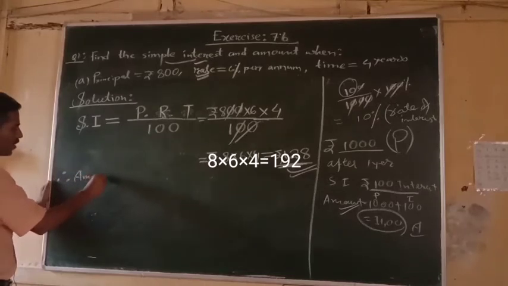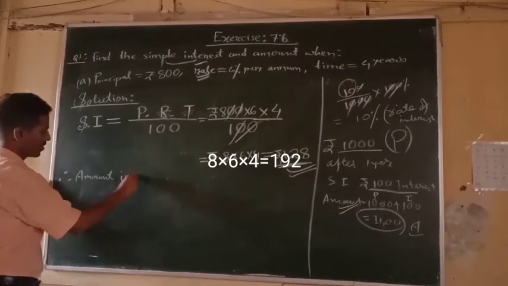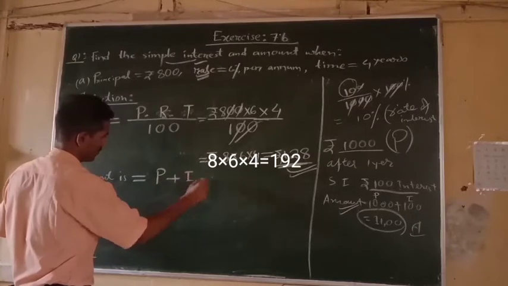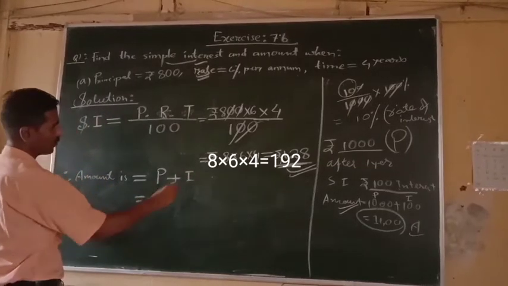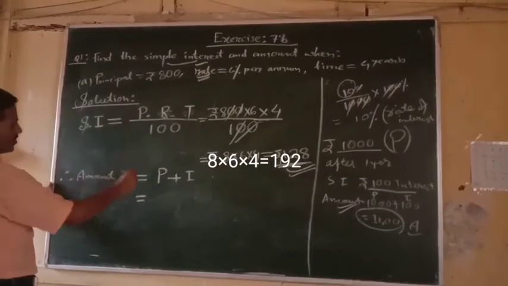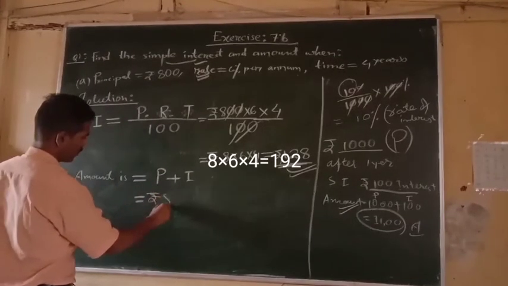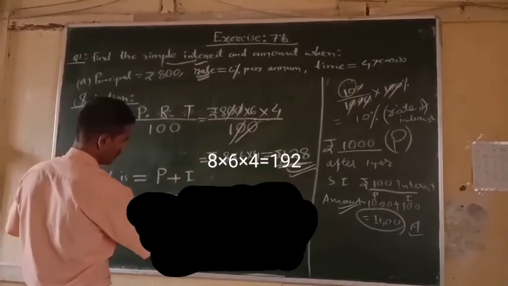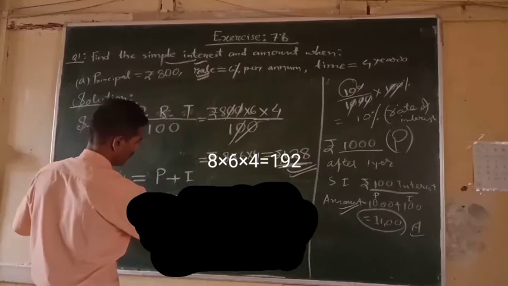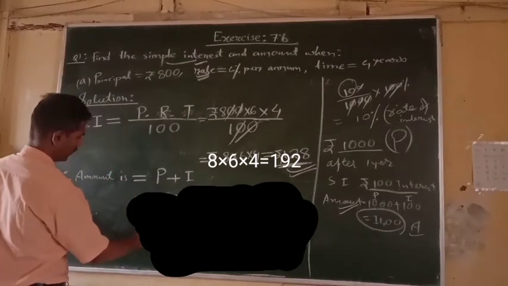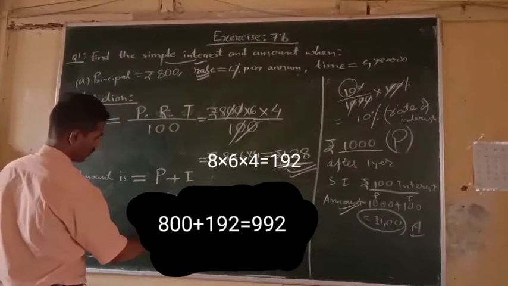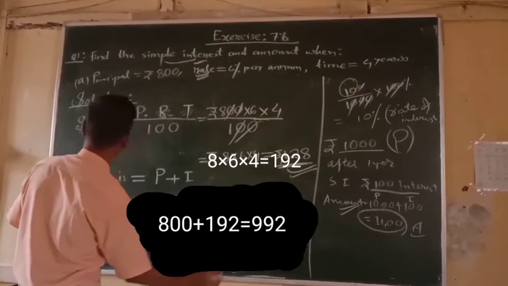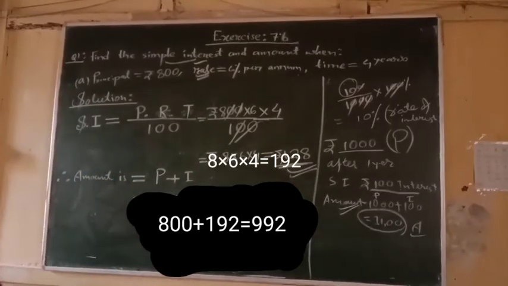Amount is, we know amount is what? Principal plus interest. Now principal, what we got? Rupees 800. So in place of principal we will write rupees 800 plus interest, what we got? Rupees 128. So I put the value rupees 128, and if we add them up it will become 928. And this is the solution for question number 1, sub question A.